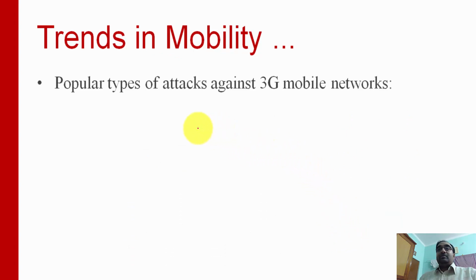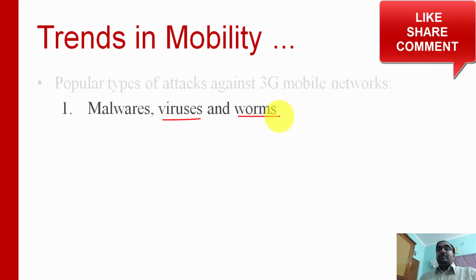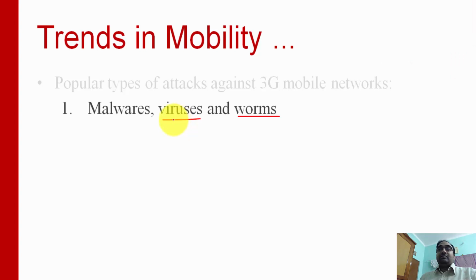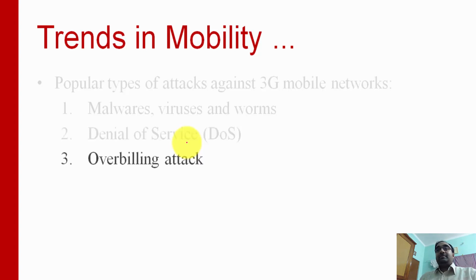Okay, and finally we will conclude this with the different types of attacks against 3G mobile networks. So first one is, maybe all of you know, malwares. Okay, malware. So types of malware: viruses and worms. So this category of attacks is true for 4G networks as well as 5G networks. There is no protection against these things. And we have the second category, which is denial of service. So in the previous sessions I told you what a DoS attack is. So this is also applicable for 4G as well as 5G networks.